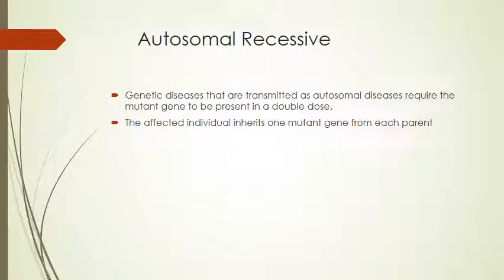As we discussed earlier, in autosomal recessive inheritance, the genetic diseases that are transmitted in this mode require the mutant gene to be present in a double dose, and the affected individual then inherits one mutant gene from each parent.